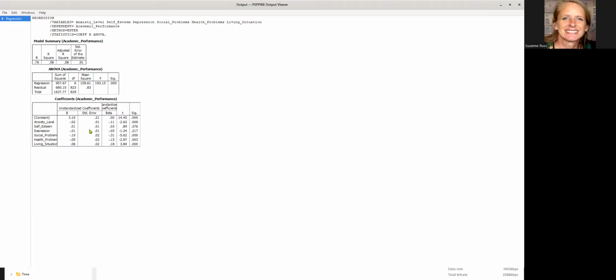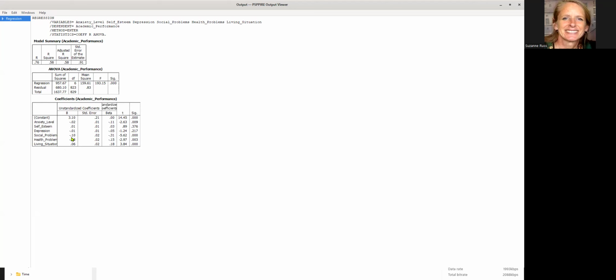As it goes down, academic performance goes up. Self-esteem, we have a not significant predictor with a significance level of 0.376. So it doesn't meet statistical significance. And likewise, depression. As it goes down, performance goes up, but it's not a significant predictor, which is interesting.